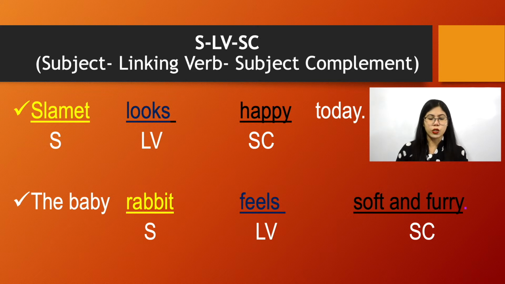The word feels is our linking verb because it expresses a state of being, and at the same time, if we will substitute it with the word is, still the meaning of the sentence doesn't change. And for our subject complement, we have soft and furry. It is also because it comes after the linking verb and it describes our subject, which is the rabbit. If you will ask, how is the rabbit described in the sentence? The answer is soft and furry.